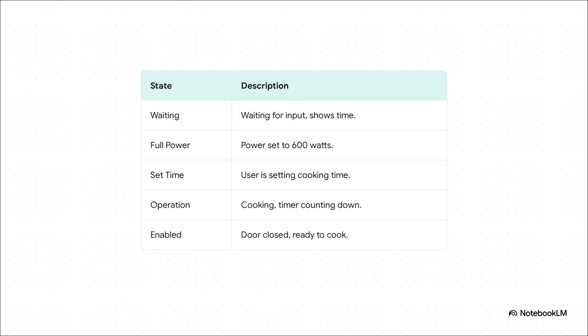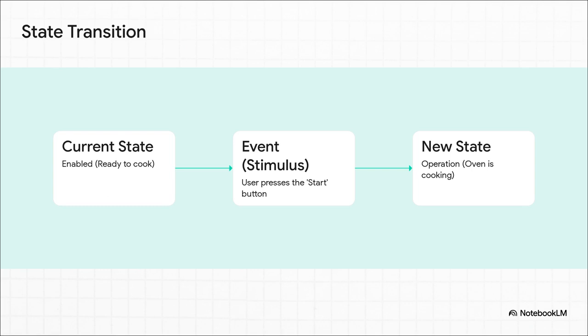So the basic idea of behavioral modeling is that a system can only be in a limited number of states at any given time. For our microwave, these states are things like waiting, full power, or operation. At any one moment, the microwave can only be in one of these states. And here's the crucial part. Behavior is just the act of moving between these states.